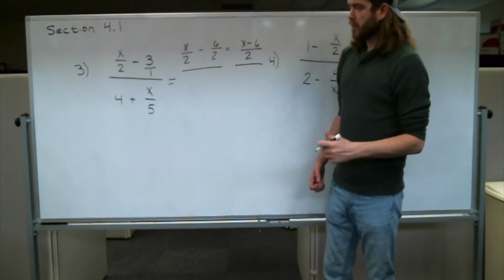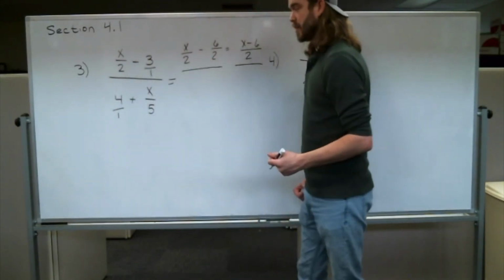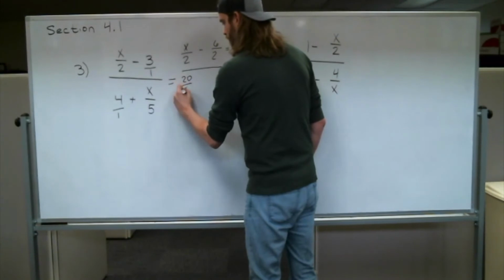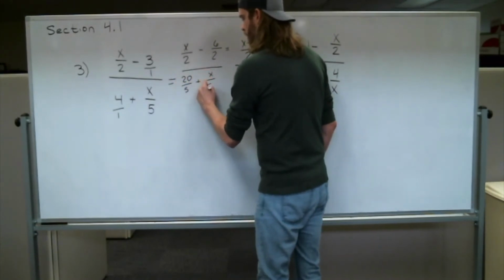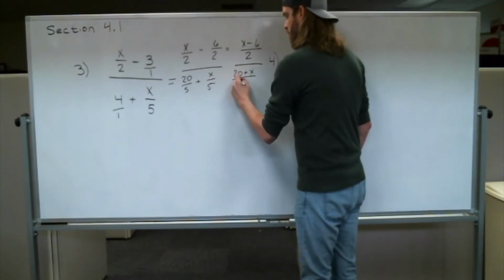For the bottom, we're also going to have to put the 4 over 1. And our common denominator there is going to be 5. So this is going to be 20 over 5 plus x over 5. And that's going to give us 20 plus x over 5.